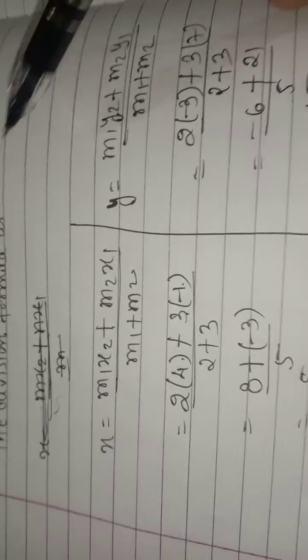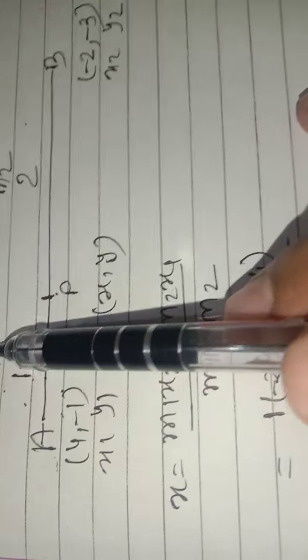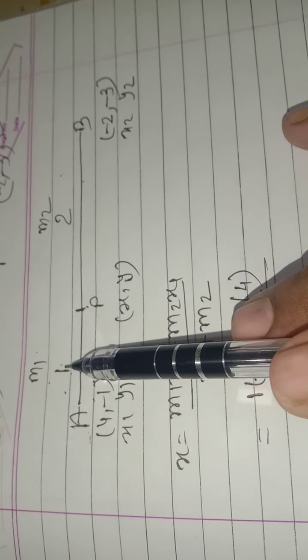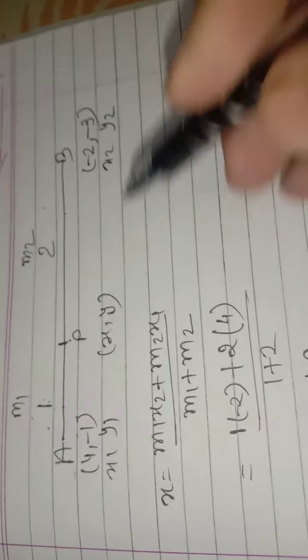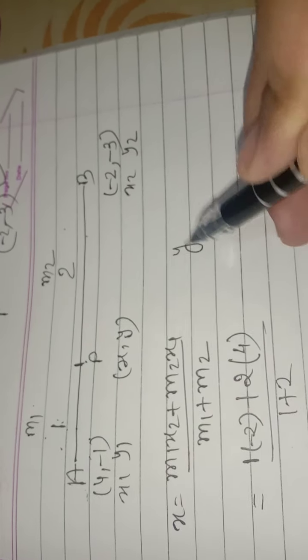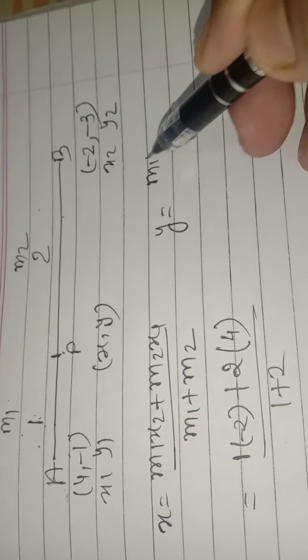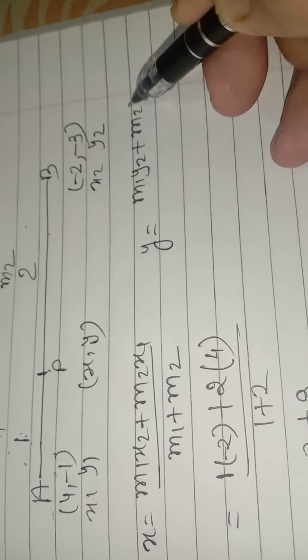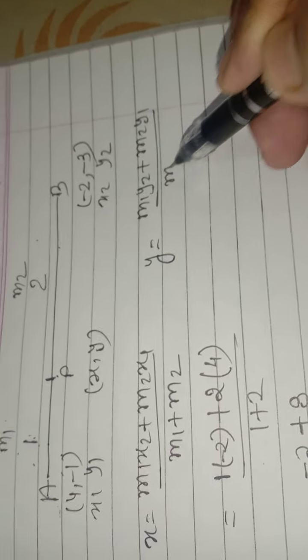Okay, what did we do here? Here it is given trisection, so we are taking the ratio of 1:2 or either 2:1. Now in the same way we will go for y. It is m1 y2 plus m2 y1 upon m1 plus m2.